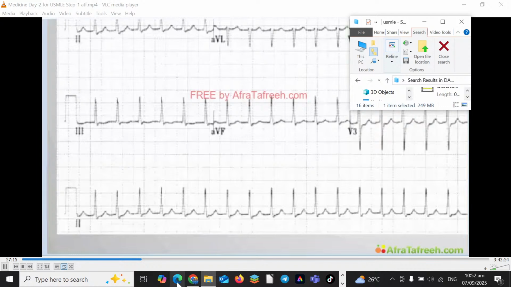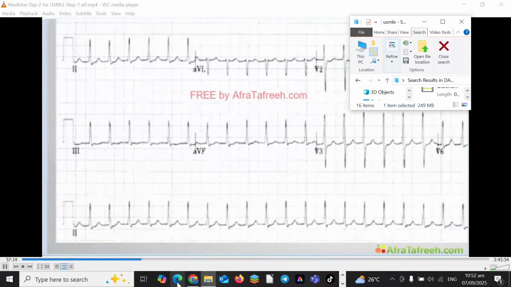There are no P waves visible in this EKG. On an EKG, if you find narrow complex tachycardia, you have to see for the P waves. If the P waves are absent, that means it is a supraventricular tachycardia.